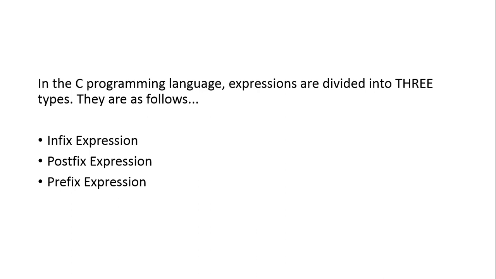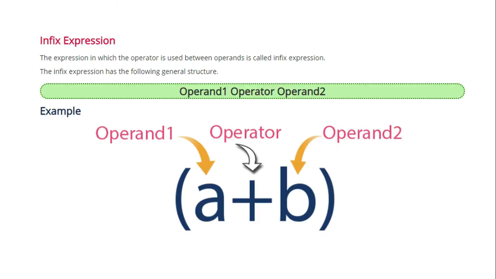So an expression is either infix, postfix, or prefix. This is an example of an infix expression: operand 1, a plus symbol as the operator, and operand 2. Infix means two sides, the left side and the right side operand will appear. The symbol is written in the middle of the operands, and that is called infix.